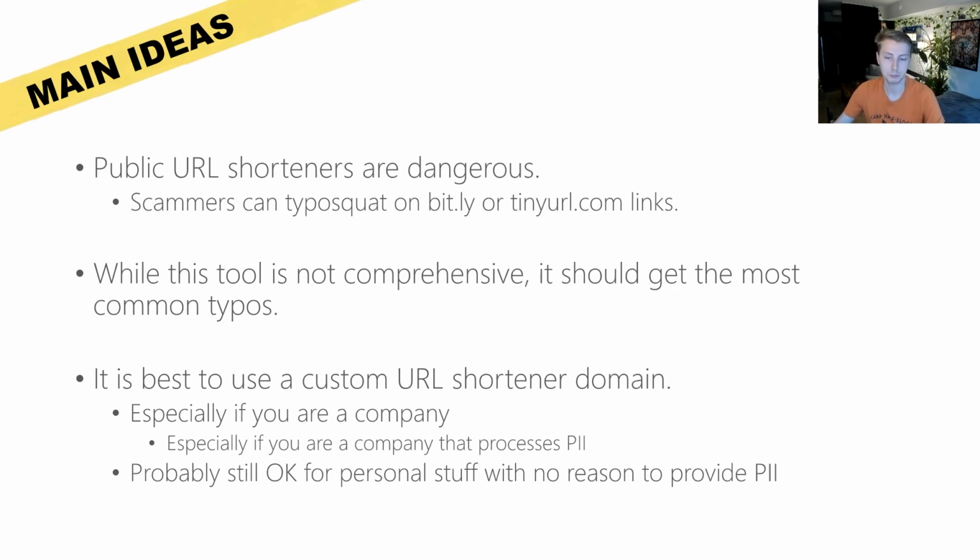Given that Bitly is currently costing me $30 a month, that would be completely affordable for a large company to pay for, and I just attribute this to a lack of general awareness around URL shortener security. This is probably still okay to do with personal things, so using Bitly or tinyURL publicly for personal things that have no reason to collect personal information, usernames, addresses, anything like that.